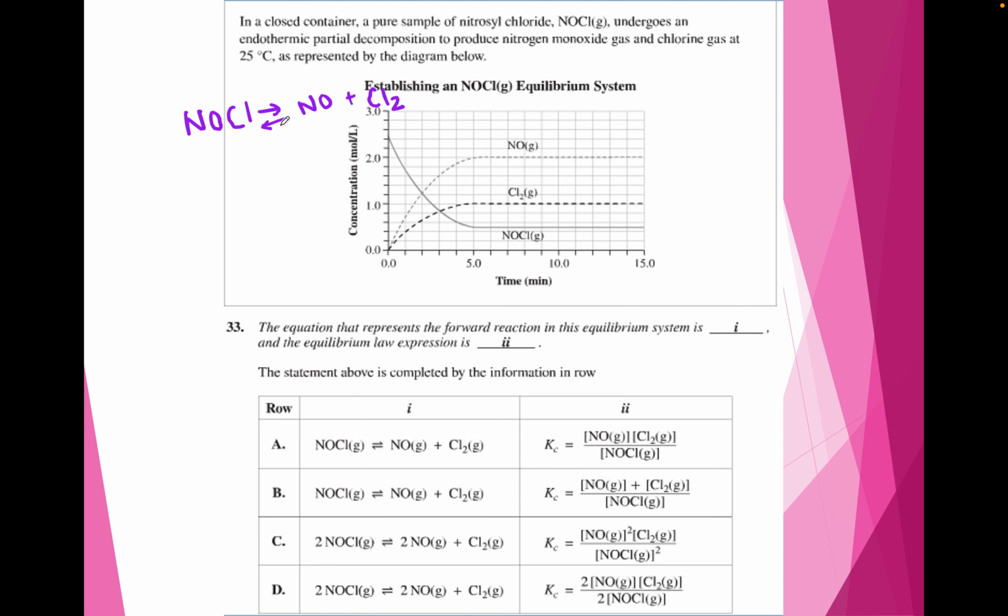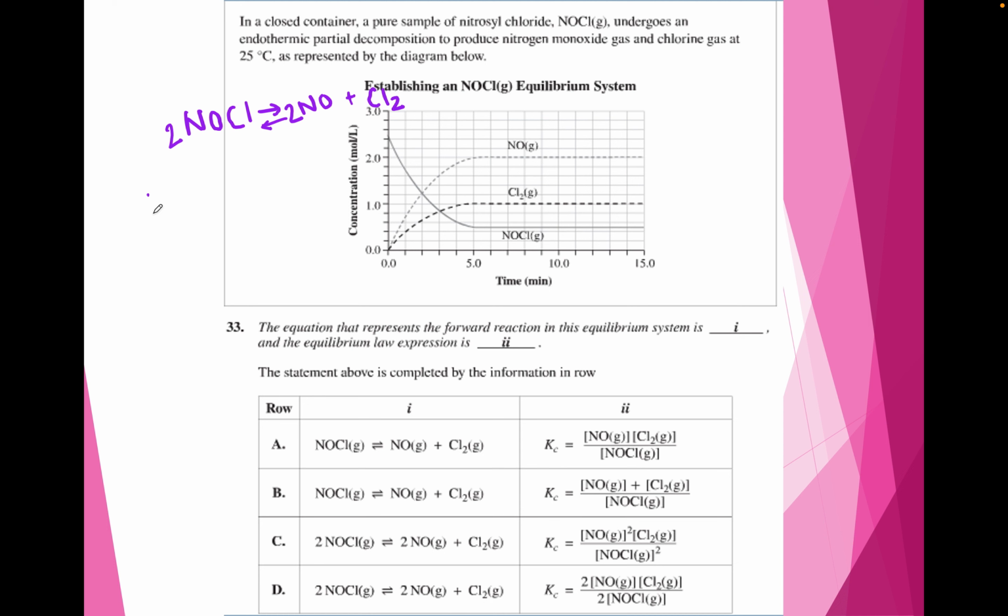Now, before we do anything else, we do still want to balance this. Because there's 2 chlorine on the left, let's put a 2 in front of our reactant, and that would also make 2 NO on our product side. So coming down, the statement says the reaction representing the forward reaction. So we can get that one quickly. It looks like it's going to be either C or D based on what we have written down.